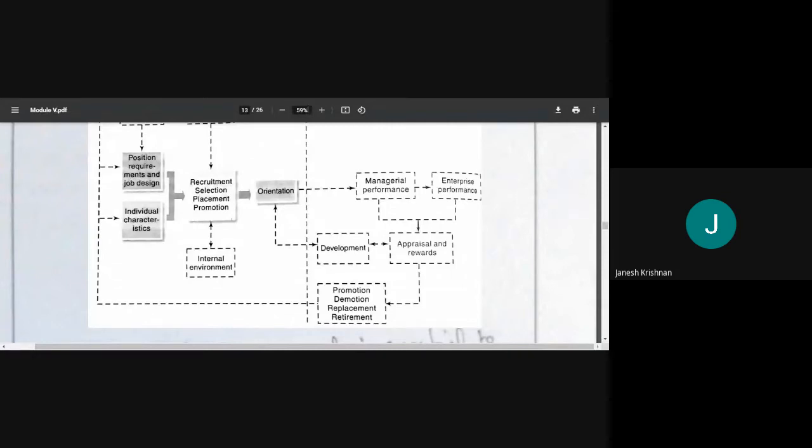And this output will further act as feedback to our company's objective, our job design, our requirements, and our personal characteristics. If we know that a person was not good enough, we'll see that the next person we hire is not like him, whether he has that trait. Or sometimes a person who did a very good job, we'll keep an eye out for a person similar to him, right?